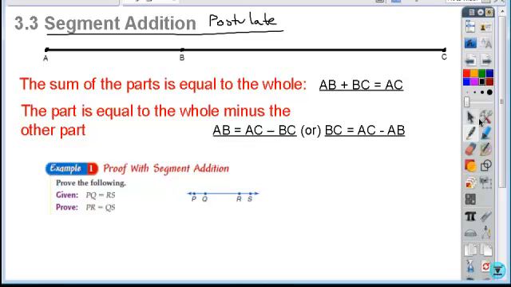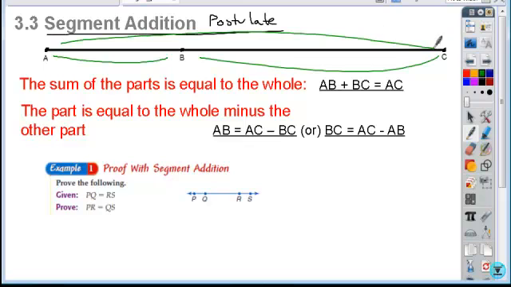And what the segment addition postulate states is this. It states that the sum of the parts is equal to the whole. And so if you take a segment AC with a point B somewhere on it in between those two endpoints, the sum of the parts, AB and BC, add up to the whole thing, AC. And so this is your equation form of the segment addition postulate.